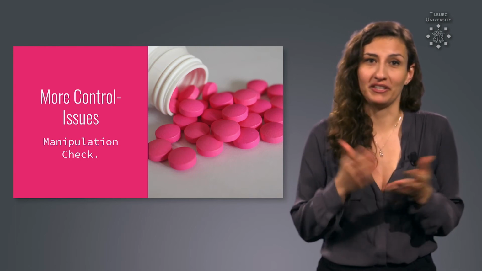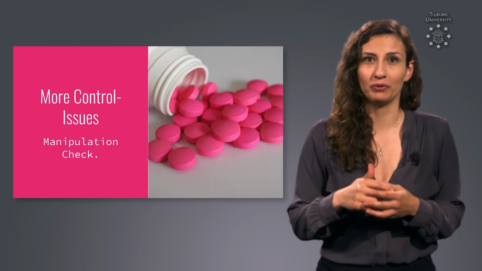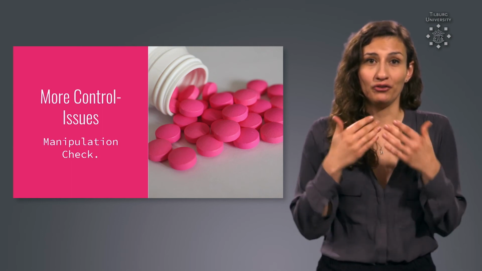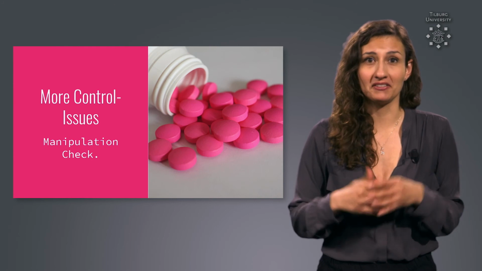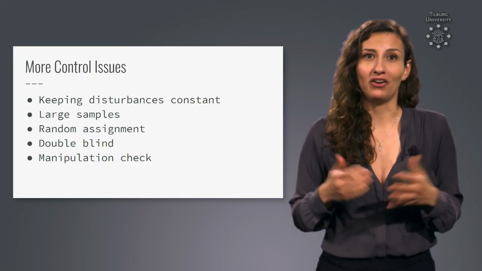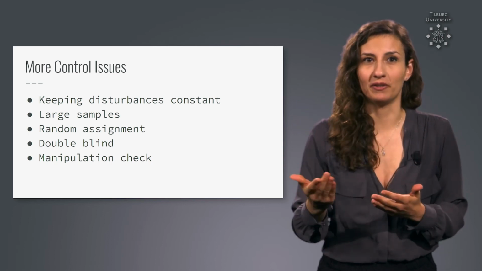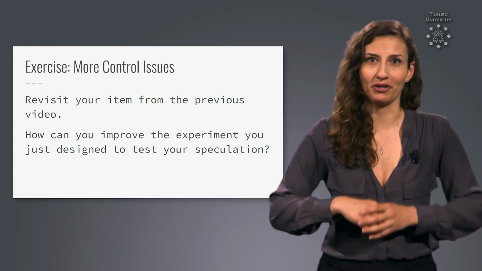There are a number of ways to do this, but the idea is that you want to make sure that your manipulation was successful and that not finding the effect you're after is not because the manipulation didn't work. All in all, now we have a list of things we want to keep in mind when designing our experiment. Let's put it to work.